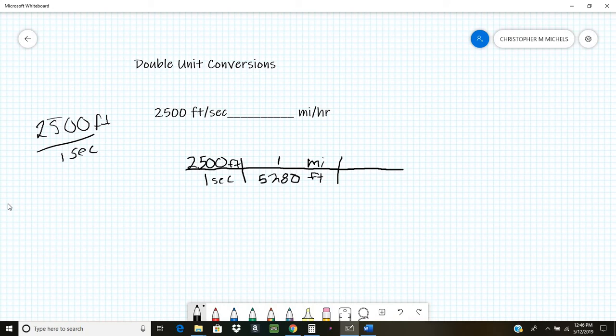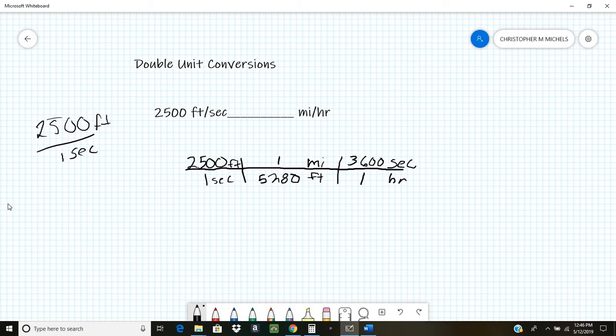Now here's the new thing. We have to convert this unit as well because it's in the wrong unit. Right now it's in feet per second. When I do this rung of the ladder, it'll be in miles per second, but I want it in miles per hour. So we put seconds up here, because again, same units diagonally. The seconds and the seconds have to be diagonal from each other to cross out. That means hours goes on the bottom. So now we put in our conversion: 1 hour is 3,600 seconds.